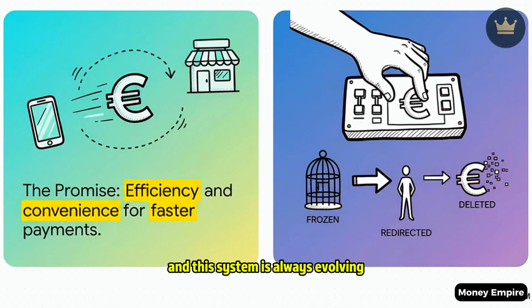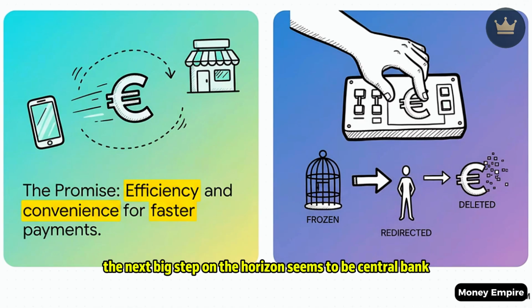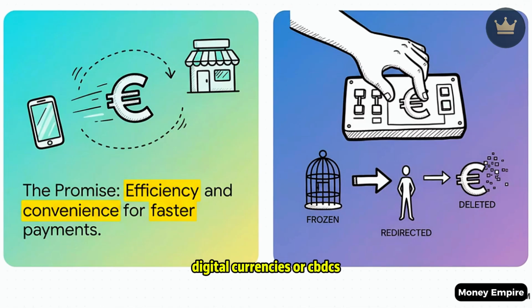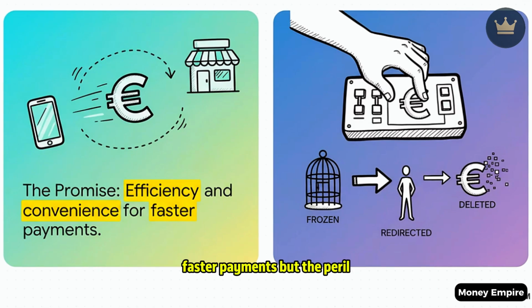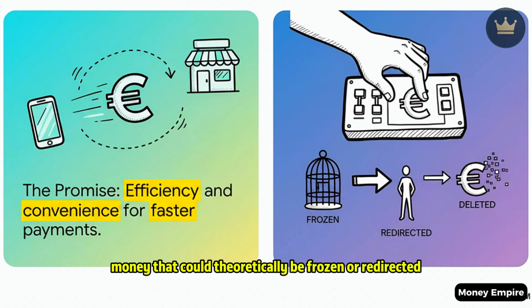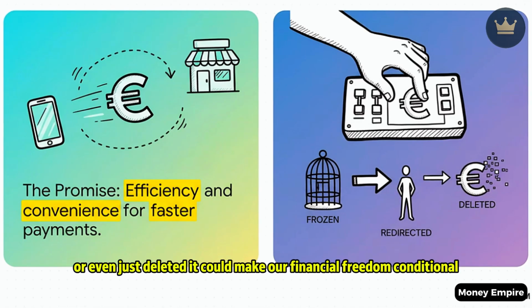And this system is always evolving. The next big step on the horizon seems to be central bank digital currencies, or CBDCs. The promise, the sales pitch, is all about efficiency, convenience, faster payments. But the peril, as many critics point out, is the potential end of financial privacy. We'd be talking about programmable money, money that could theoretically be frozen or redirected or even just deleted. It could make our financial freedom conditional.